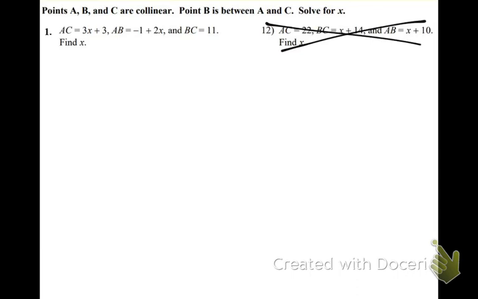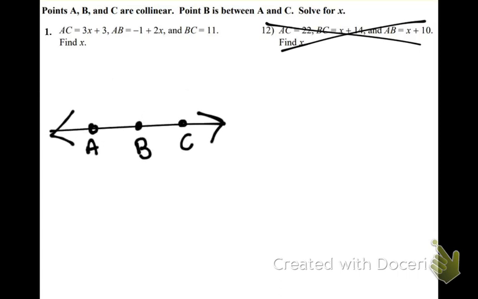Points A, B, and C are collinear. What did collinear mean? They're on the same line. Point B is between A and C. So that means we have a line. Okay, so what order are my letters going to go in? A, B, and C. So make sure you're writing all this down. I'll wait for a second. Yeah, you need to write the question. I'll wait.